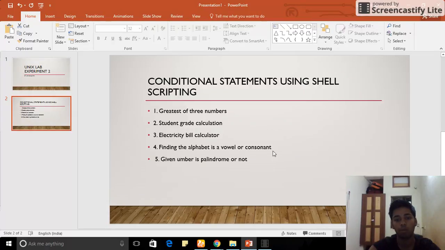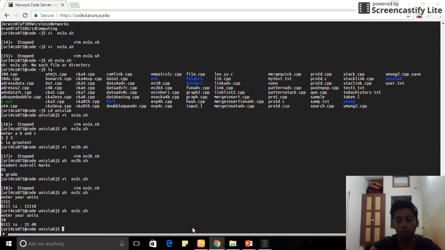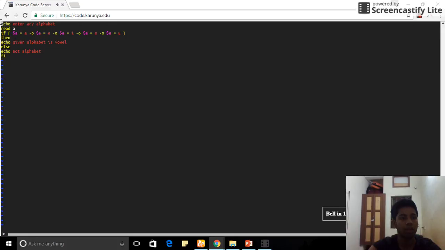Next is finding whether an alphabet is a vowel or a consonant. For that, I am giving my conditions. I am reading my alphabet A. If the value of A is equal to a, -o is for the OR operation, or that value is equal to e or i or o or u. Because we know only these belong to the vowels: a, e, i, o, u. If that condition is true, then I am printing the given alphabet is a vowel, otherwise not a vowel.